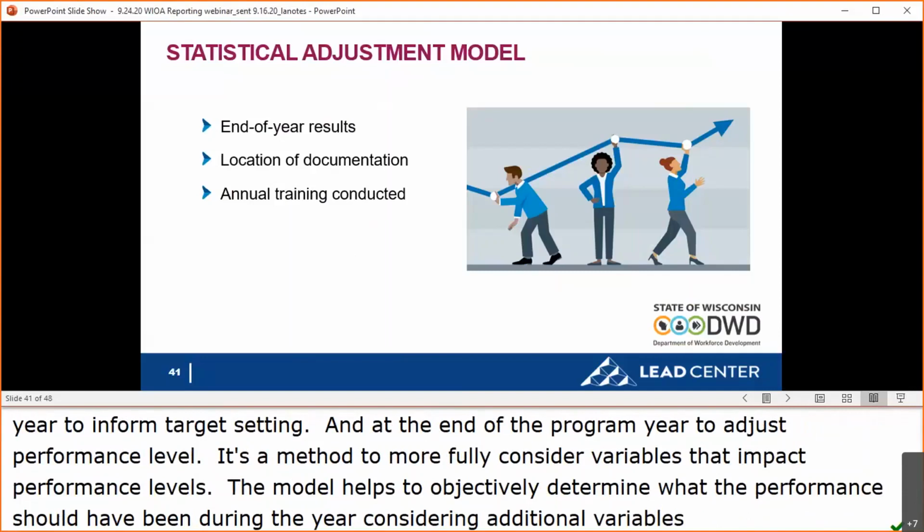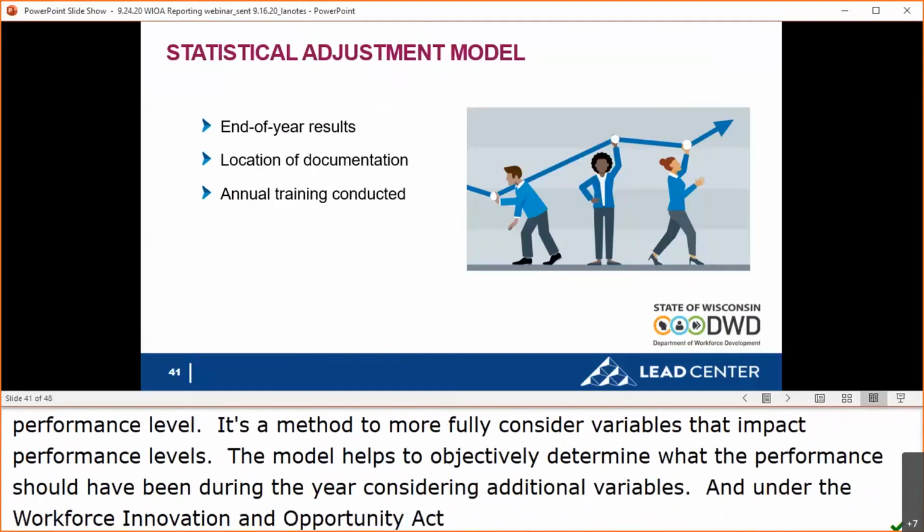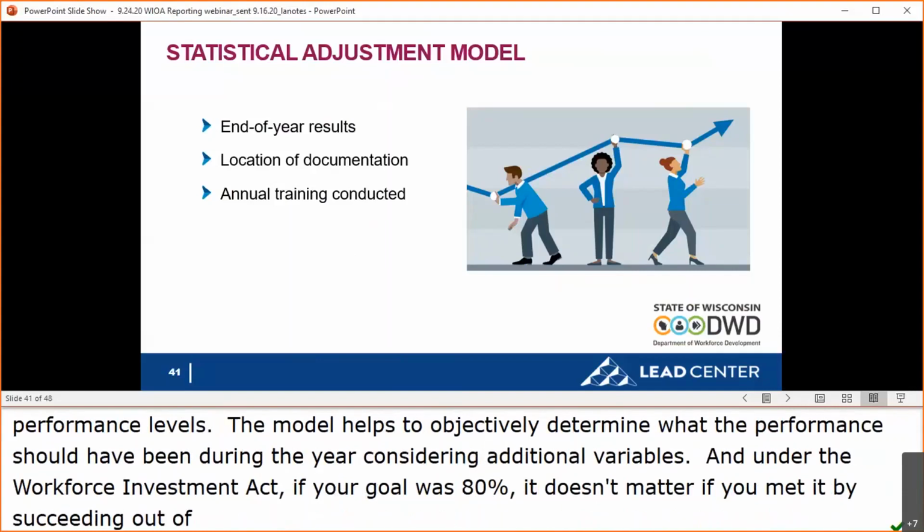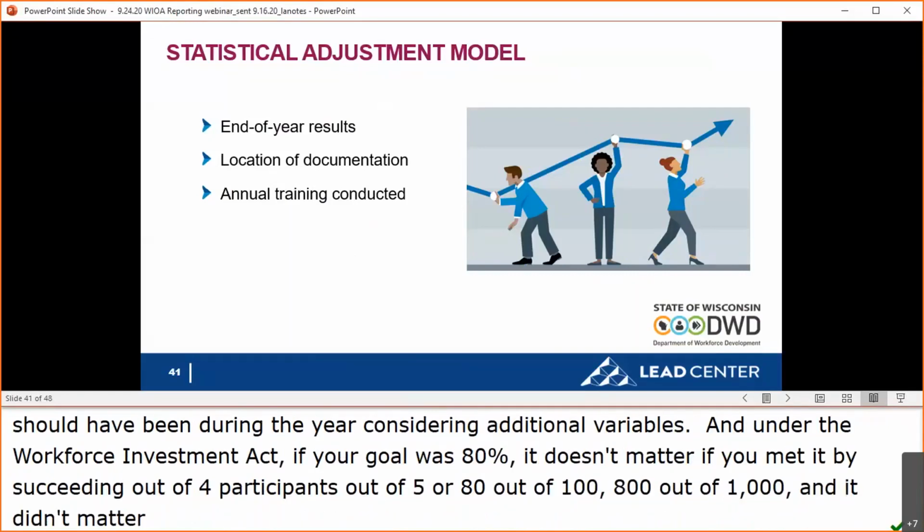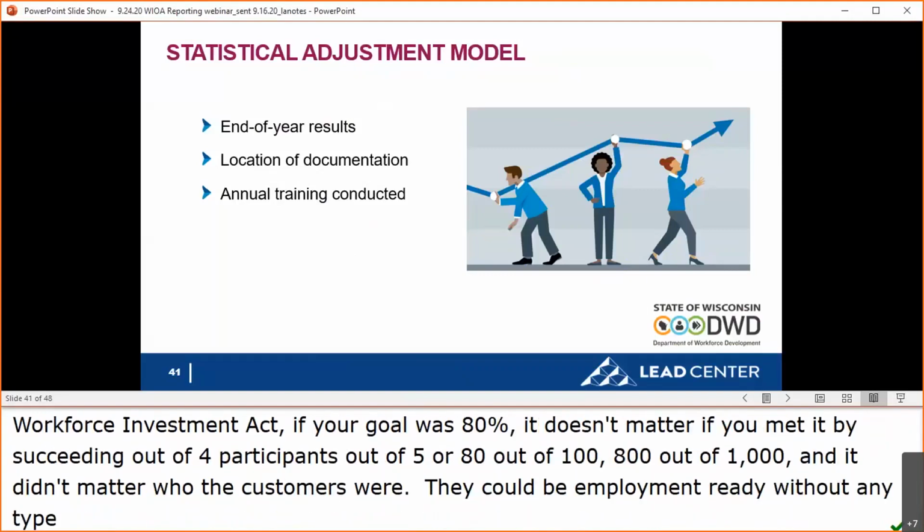Under the Workforce Investment Act, if your goal was 80%, it didn't matter if you met it by succeeding with 4 successes out of 5 participants, or 80 out of 100, or 800 out of 1,000, and it also didn't matter who the 5, 10, or 1,000 customers served were. They could have been employment ready without any type of negative employment influencer. So this model helps to enforce the spirit of WIOA in the face of performance expectations. This is no different in Wisconsin.